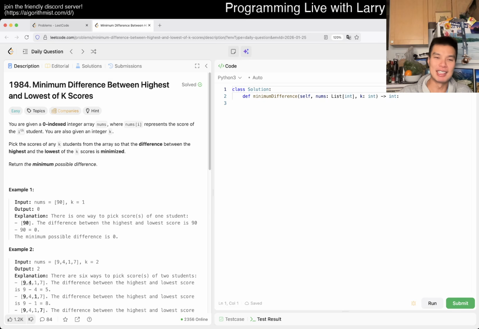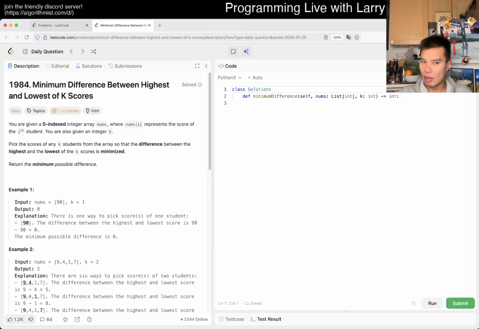Problem 1984: Minimum Difference Between Highest and Lowest of K Scores. Alrighty. You're given a 0-indexed integer array nums, where nums[i] is the score of the ith student. You're given an integer k. Pick the scores of any k students from the array so that the difference between the highest and lowest of the k scores is minimized.